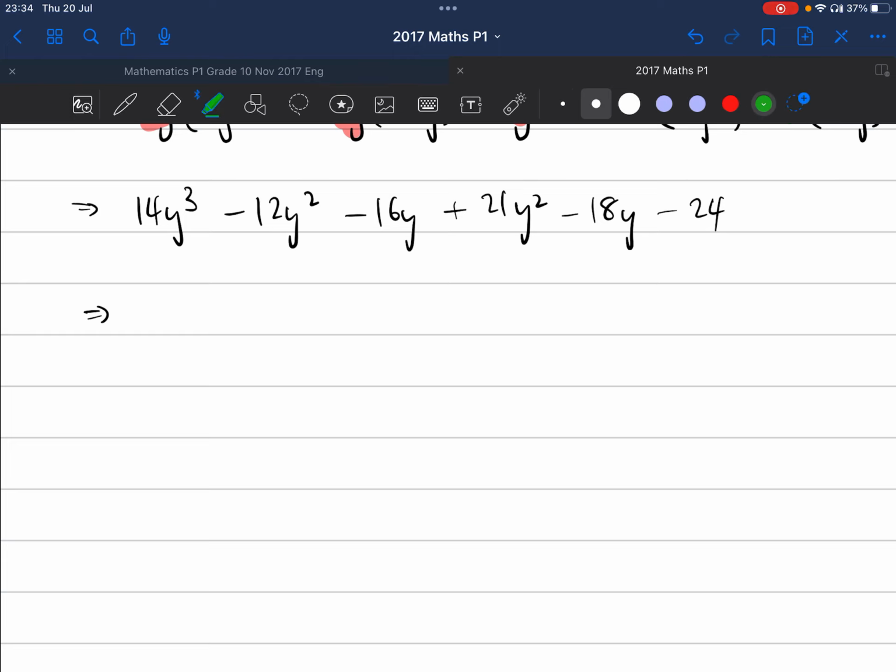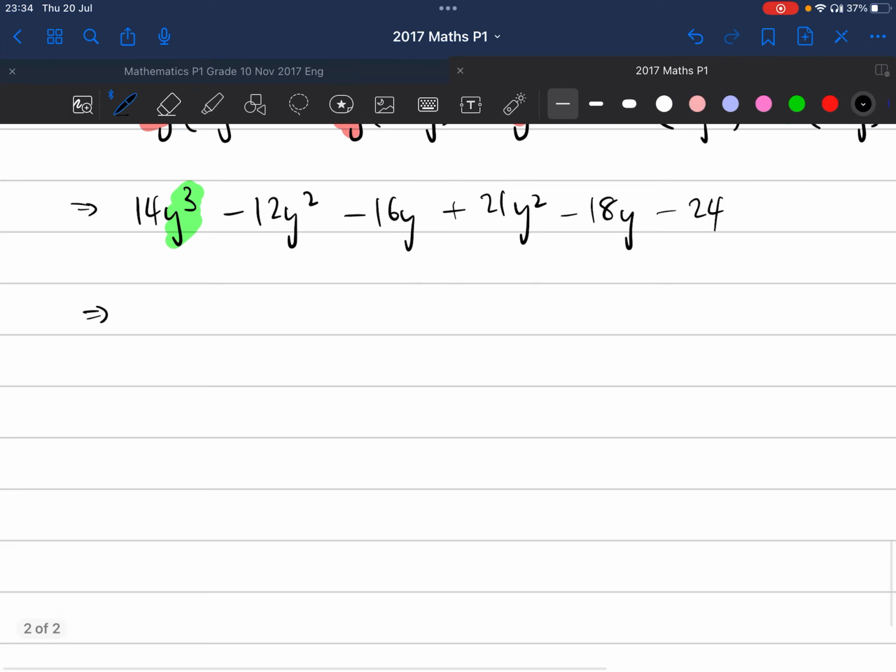Okay, so what do I mean by a like term? I mean that they have the same variable. So if you look here, we have y cubed. Let's see if we have any other y cubes. We don't, so that means we can just write 14y cubed. Let's move on to y squared. Aha, look, we have that as well. So we'll add those two together. So minus 12 plus 21 gives us 9.